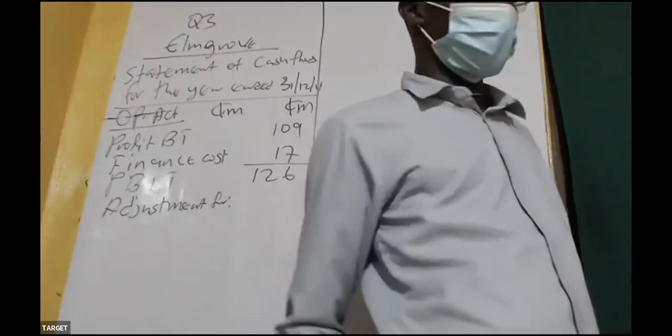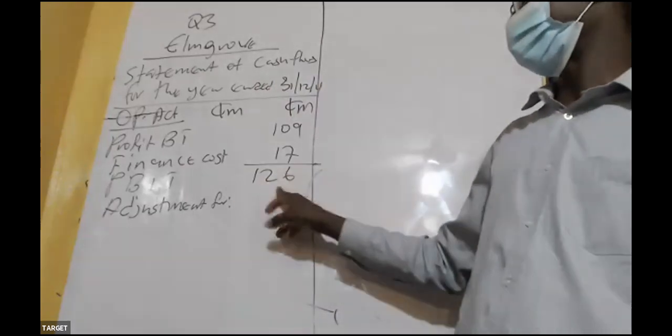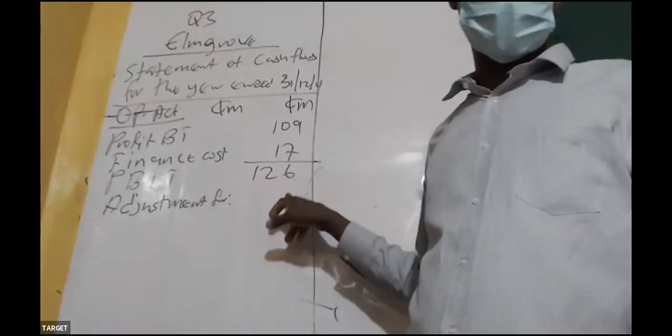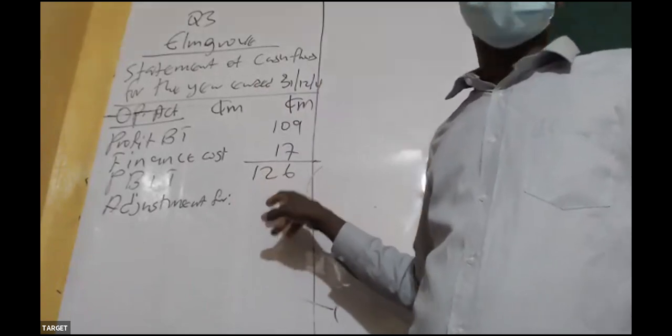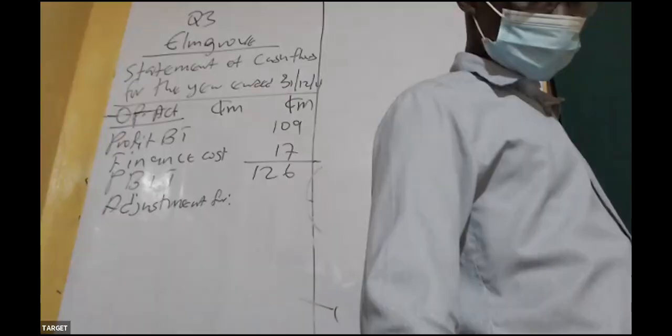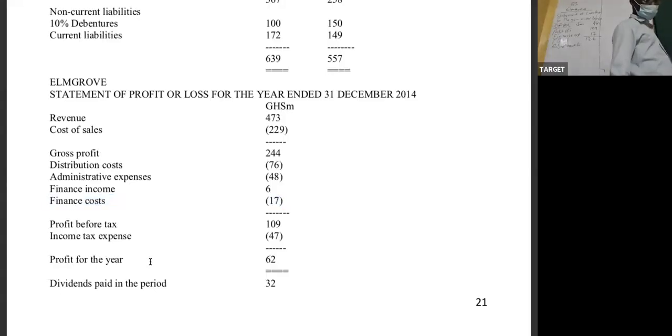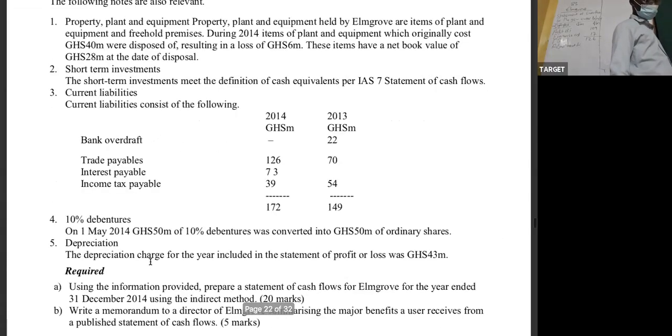Depreciation. Why are you reversing depreciation? It's non-cash. Any item which has passed through this figure, which is non-cash, or it's an alien, take it off. So let's go to the footnote. They told us, getting to the last footnote, depreciation charge for the year, including the statement of profit and loss, was 43 million. So I must reverse it.